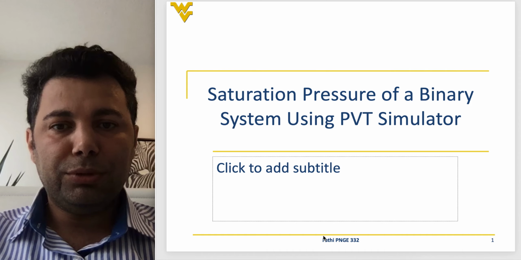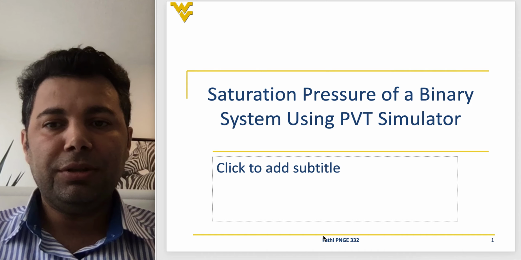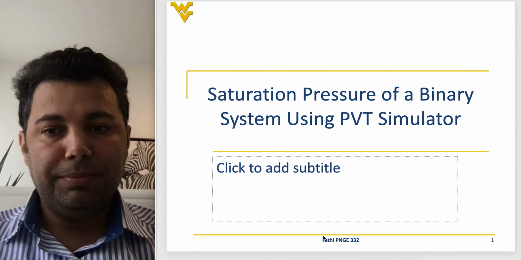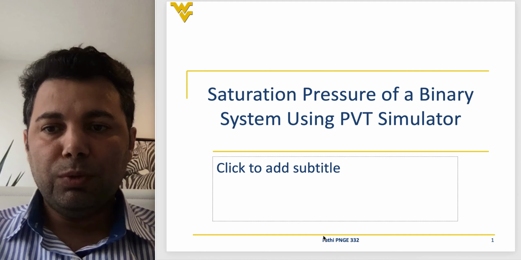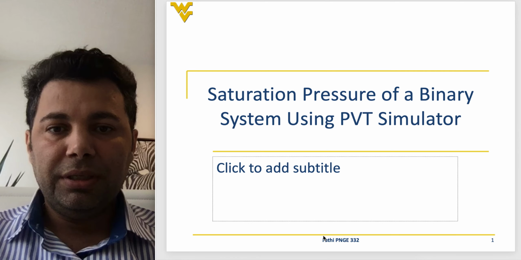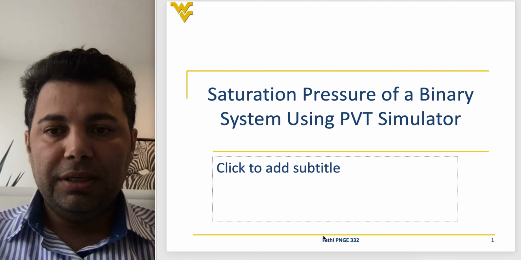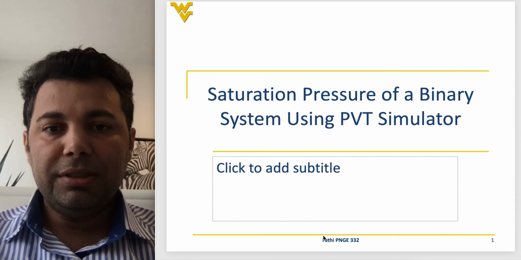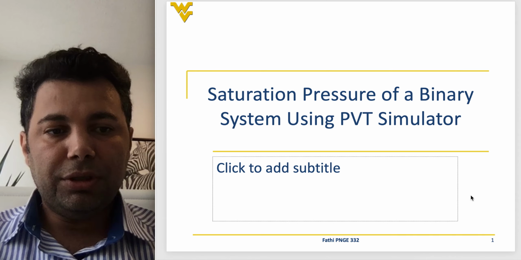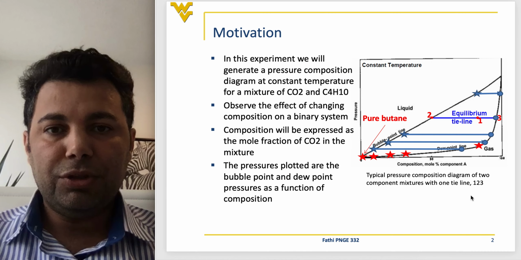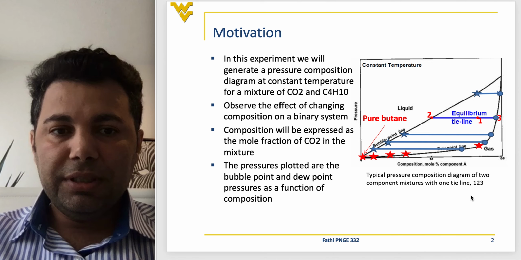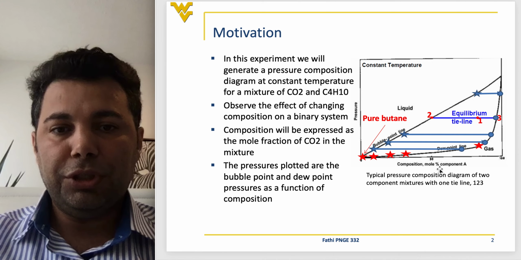Perform our lab number 2 using the PVT simulator. The title of our lab is the saturation pressure of a binary system. In our lab number 1, if you remember, we performed the PVT studies of a single component, and that was CO2. But this time we are going to study the phase behavior of a mixture of two components. And what we are going to recover is actually a pressure versus composition diagram.